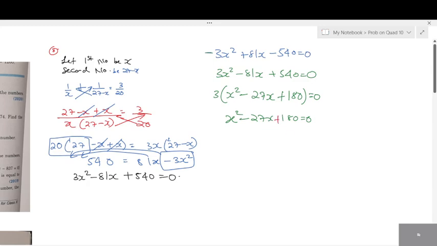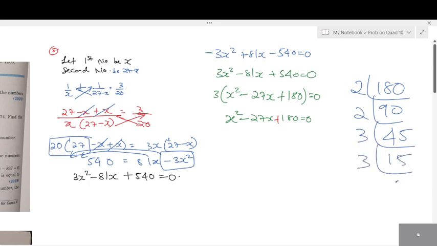Now, you can use factorization. 180: what are the different pairs we have? 180 into 1. Next, 2 into 90, 2 into 45, 3 into 15. Take any two values. If you are finding it tough, use the normal method or the formula method.